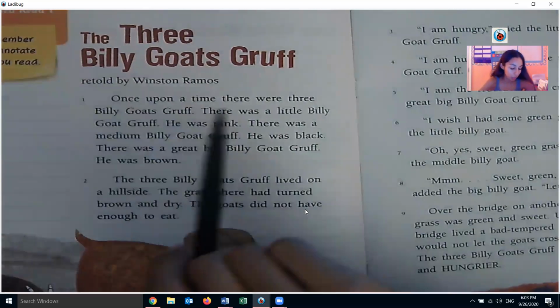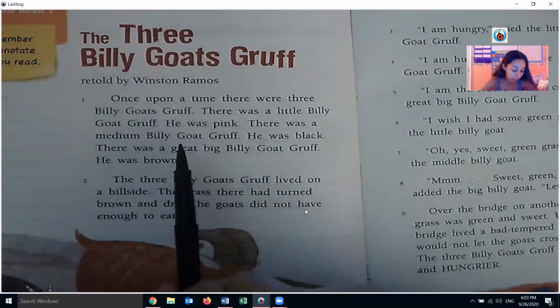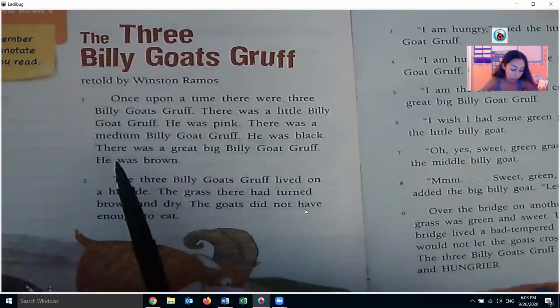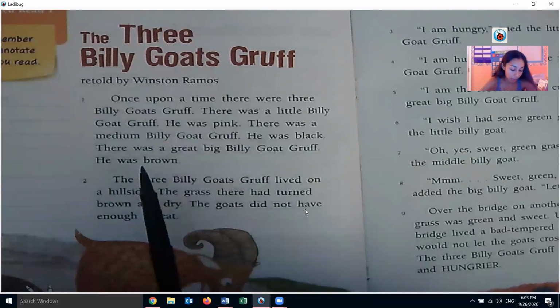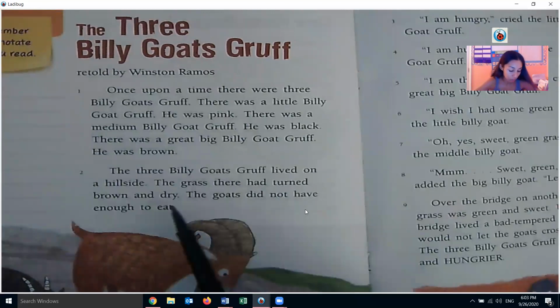Once upon a time, there were 3 Billy Goats Gruff. There was a little Billy Goat Gruff, he was pink. There was a medium Billy Goat Gruff, he was black. There was a great big Billy Goat Gruff, he was brown. The 3 Billy Goats Gruff lived on a hillside. The grass there had turned brown and dry. The goats did not have enough to eat.